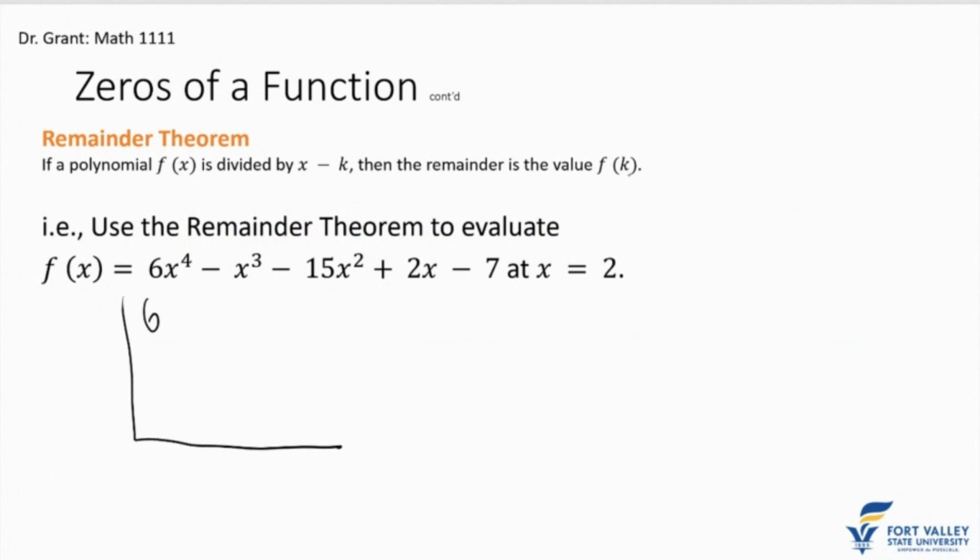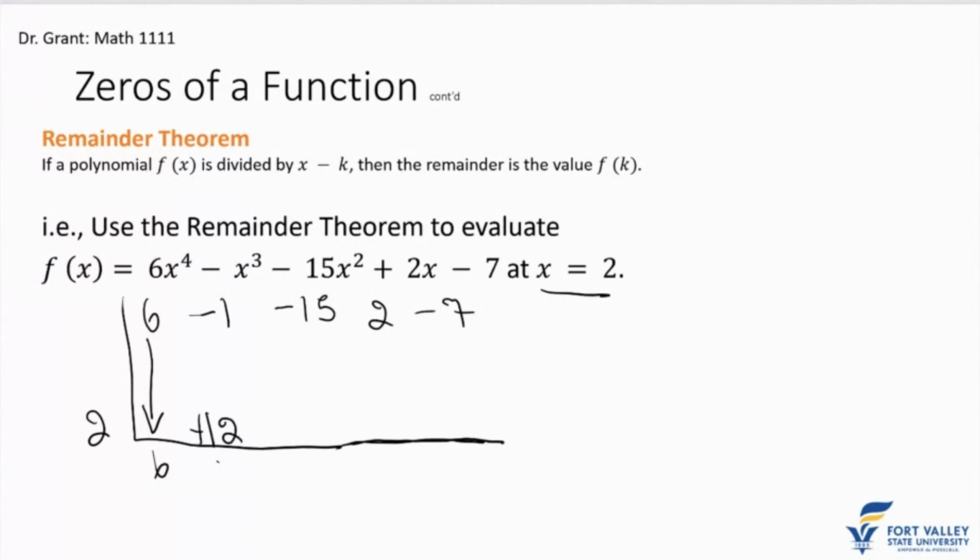Our coefficients are going to be 6, -1, -15, 2, -7. And we're going to be dividing by 2 since x equals 2. So we bring down our 6. 2 times 6 is 12. We add, we get 11. 2 times 11 is 22. We add, we get 7.